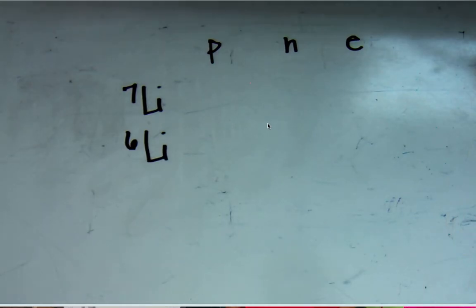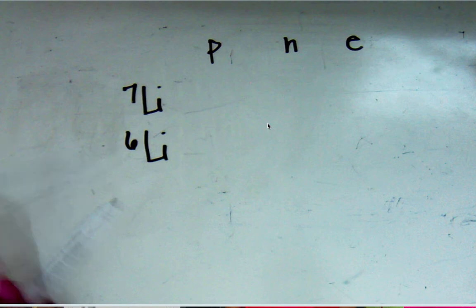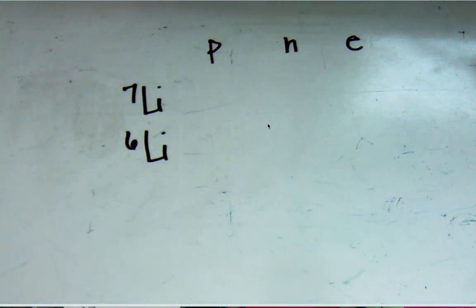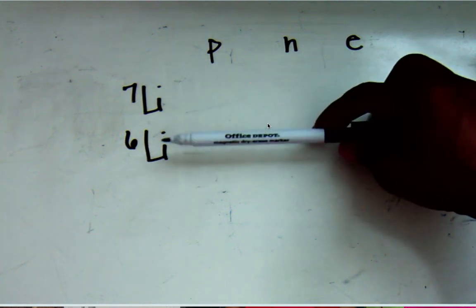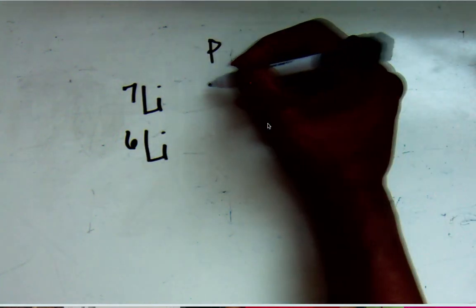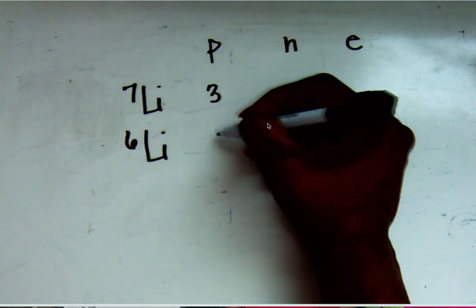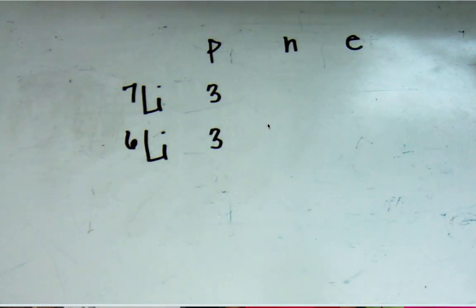Okay, so taking a look at our first example. If you look at the periodic table, when you look at the average atomic mass of lithium, you'll see that lithium has an average atomic mass of 6.94. That is the average atomic mass of all of the isotopes of lithium. Right here, though, I'm looking at two different isotopes of lithium. This is lithium 7 and this is lithium 6. Since they're both isotopes of lithium, they both have an atomic number of 3. Therefore, they have 3 protons.